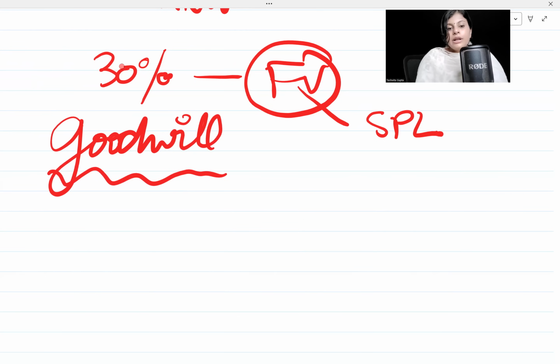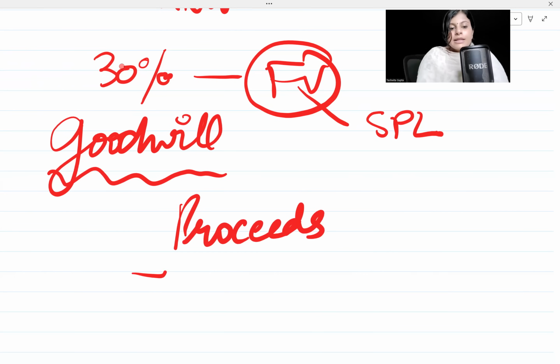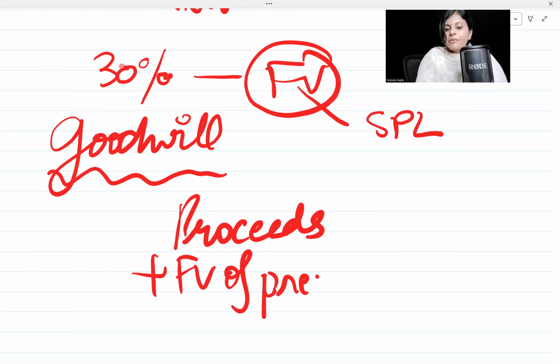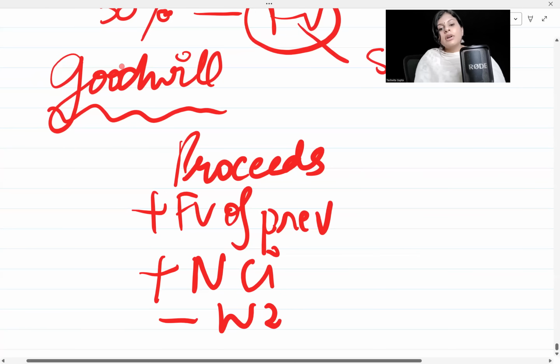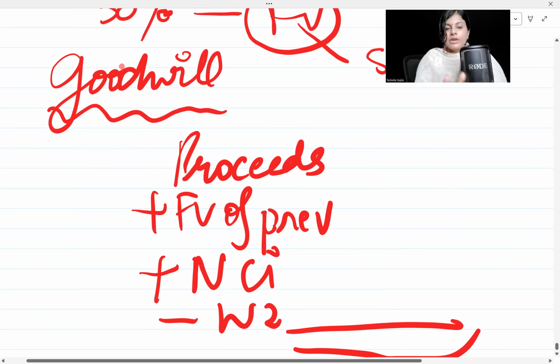Since you are acquiring more shares, which is giving you control, you will calculate goodwill. How do you calculate this goodwill? You say proceeds that you paid to acquire the extra shares plus fair value of previously held interest. To this, you're going to add your NCI based upon whether it's full goodwill or proportionate goodwill. From this, you will deduct that working note number 2, that will give you fair value of net assets of subsidiary, that will give you goodwill on acquisition date. So this is what you do when you move from no control to control.